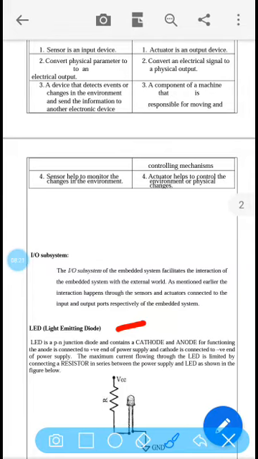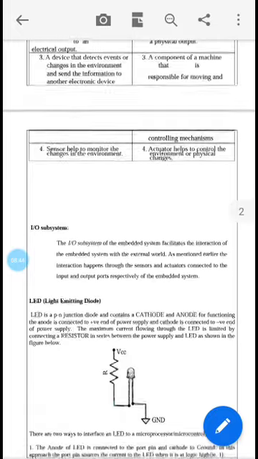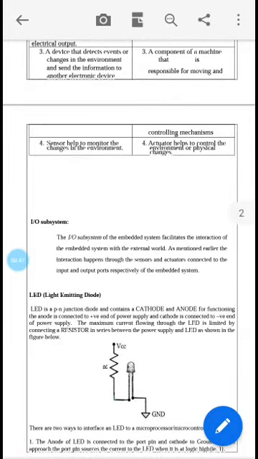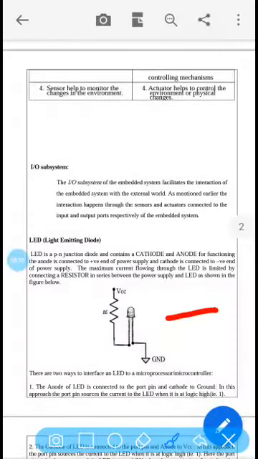So LED is a PN junction diode. It contains both cathode and anode. For functioning, the anode has to be connected to the positive end of a power supply, and the cathode should be connected to the negative end of the power supply, right? The maximum current flowing through the LED can be restricted by connecting a resistor in series between the power supply and LED. So this connection you can observe in this diagram, right? This is the diagram of how it has to be connected with the LED.